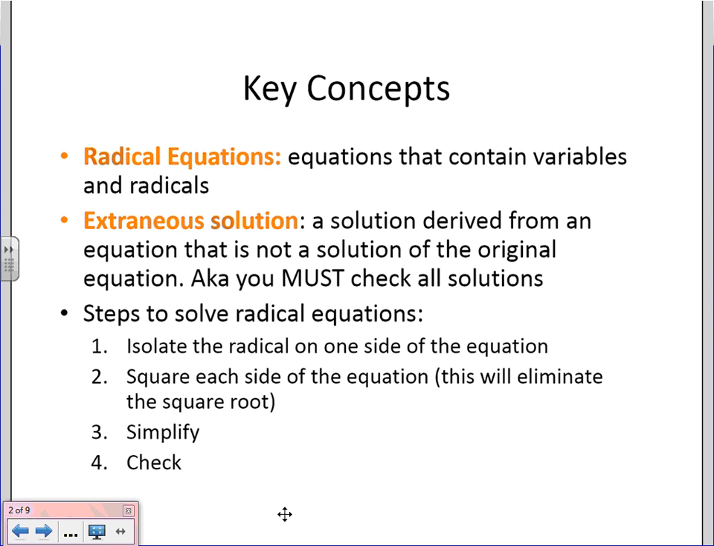Okay, and here's a couple steps to solve radical equations. The very first step is you want to isolate the radical on one side of the equation. Second, you want to square each side of the equation. This will eliminate the square root. Third, we're going to simplify, and then finally we're going to check.